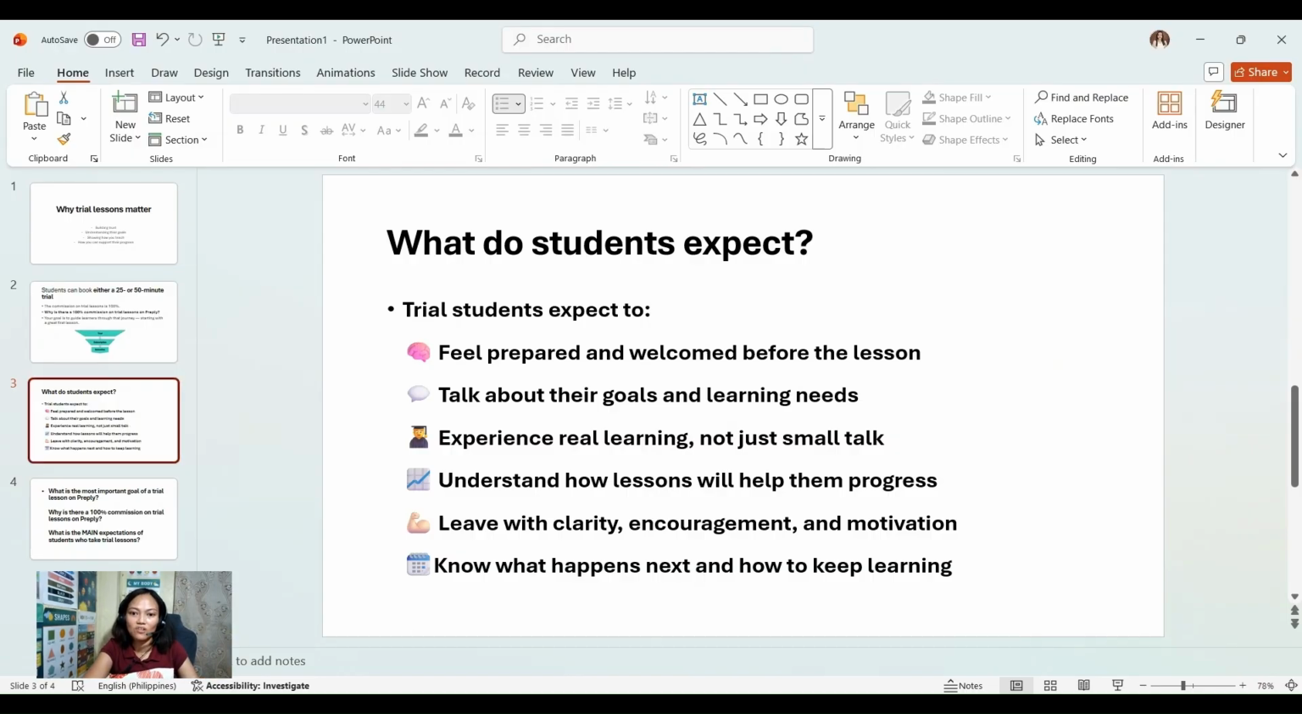Okay, here we'll talk about what do students expect? May expect the student, of course. You read silently. Okay, anyway. So trial students expect to feel prepared and welcomed before the lesson. So, kay gusto man nimo siya maimo, so dapat i-welcome niyo siya ng todo-todo. Be careful. Always be professional.